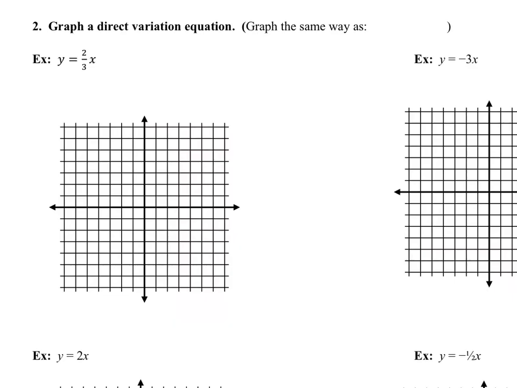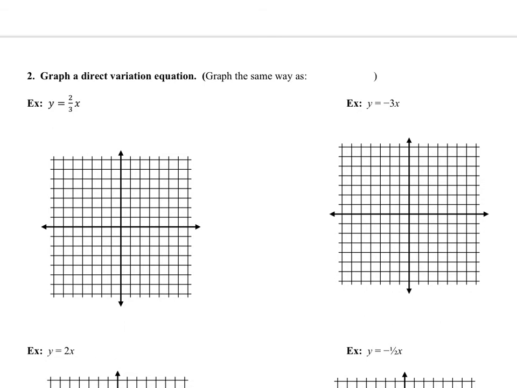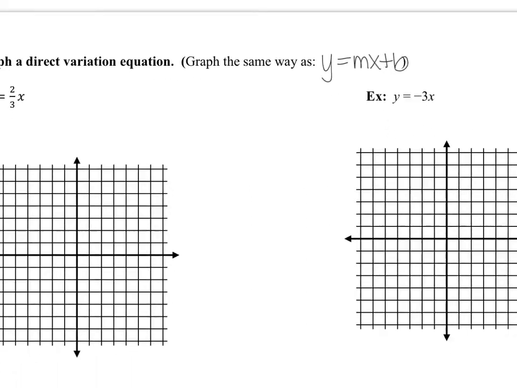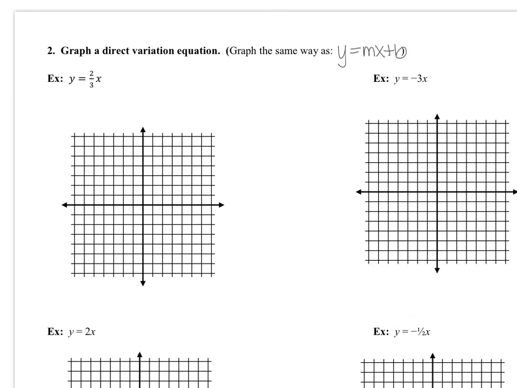So now we're going to get into the graphing, but we actually already know how to graph these. We're going to graph them the exact same way that we graphed y equals mx plus b, which when you graph y equals mx plus b, you start at the y-intercept, and you go where the rise and the run tell you to go. The only difference is that these all happen to have the same y-intercept, and they all happen to be 0.